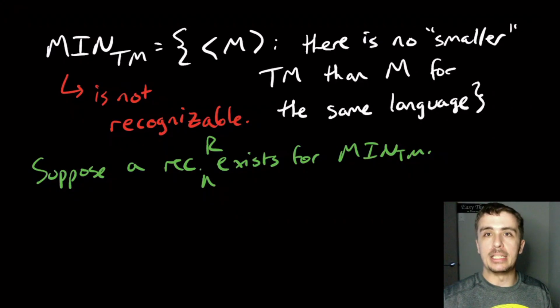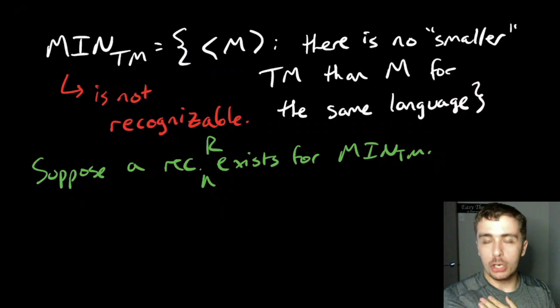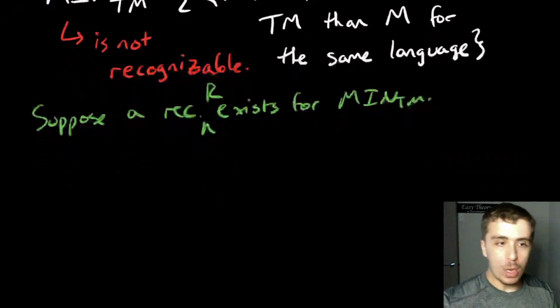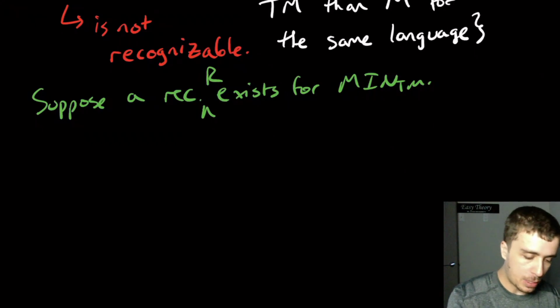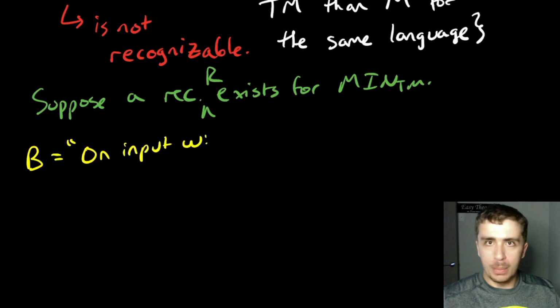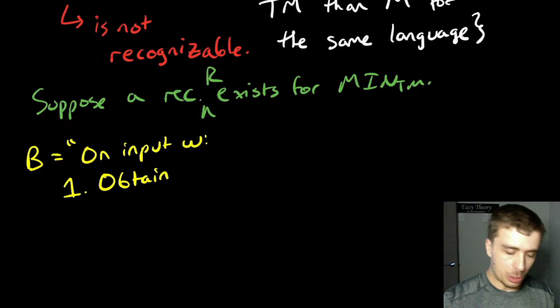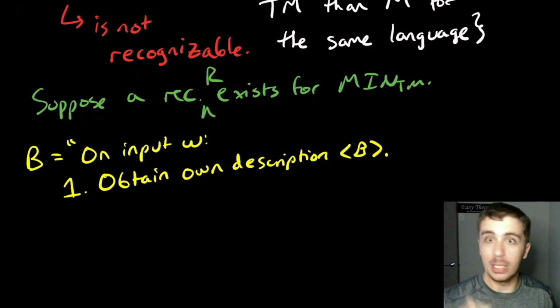So R is a recognizer that doesn't necessarily halt, but if it has a Turing machine in it, and there's a smaller version of this Turing machine that has the same language, then this recognizer should say yes. So what are we going to do here? I'm going to build a machine that, again, is going to get us a logical contradiction. I'm going to call it B again. So on input W, which is just some arbitrary input, the first step is I'm going to obtain its own description again. We called the machine B, so we're going to call the description B, obviously. And we can do this, obviously, by the recursion theorem.